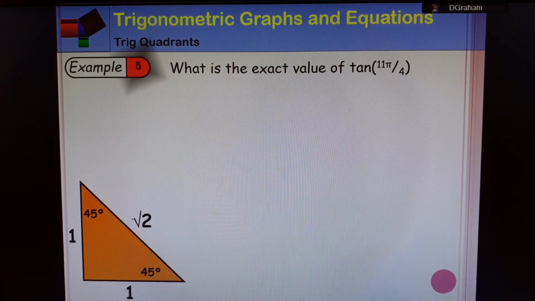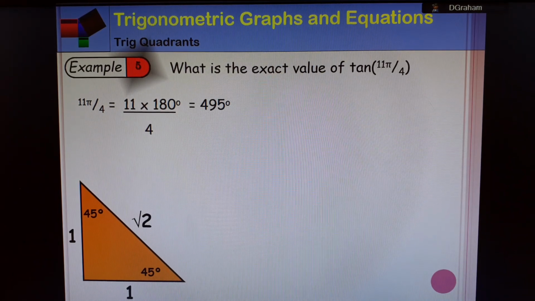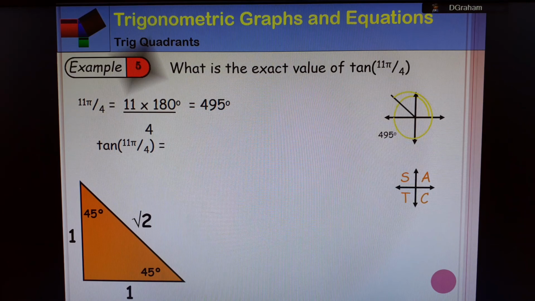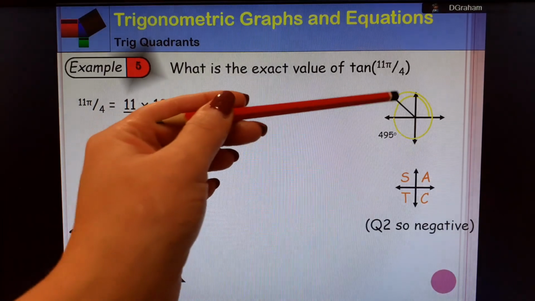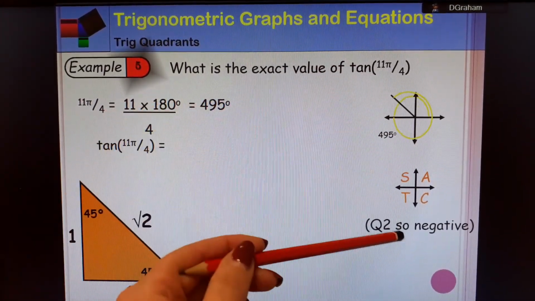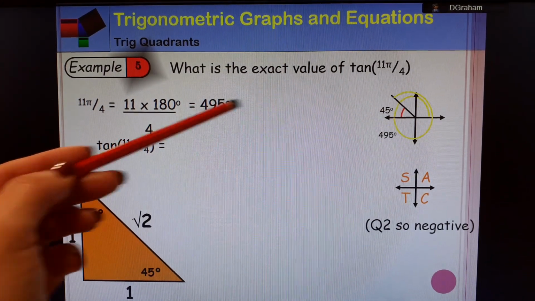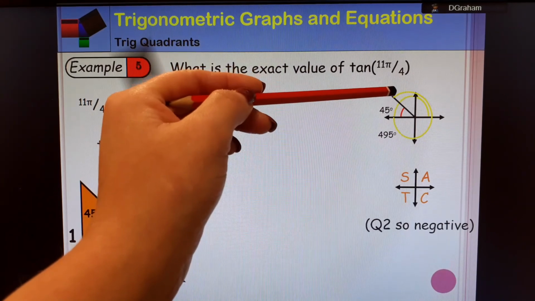Okay, here's example 5. What is the exact value of tan of 11 pi over 4? Let's work out what that is in degrees. 495. Now what that means is that we go round more than one cycle. There we have right round to 360 and round again. So how much more than 360 have we gone? So we're going to work that out and see how far round we've gone. Now we're into the second quadrant, which is the sine quadrant, so tan is a negative. Okay, and we had 495, so we had to do an extra 135 to get to that one there.